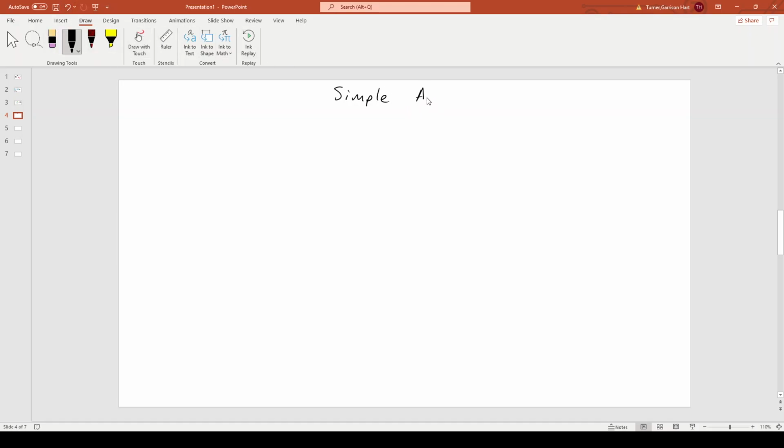Simple applications. Okay. So I'm going to keep this equation here. And we'll apply it to probably the simplest case that there is, and that's when we have a point charge. Okay, we have a point charge Q, and I'm going to enclose the charge with an imaginary sphere.